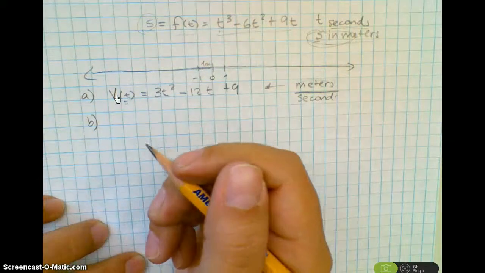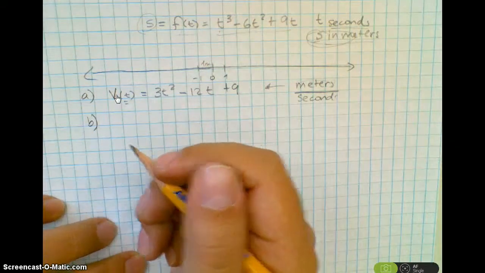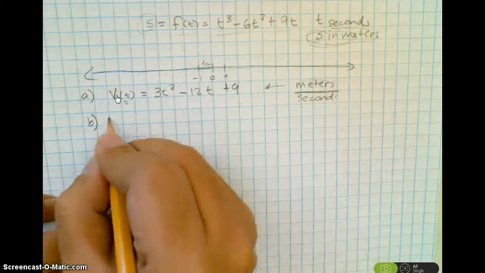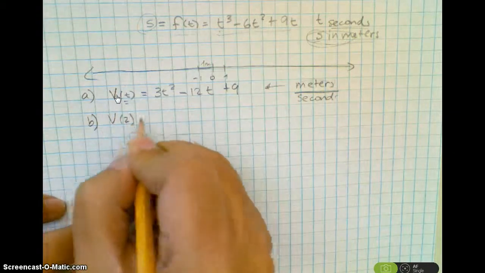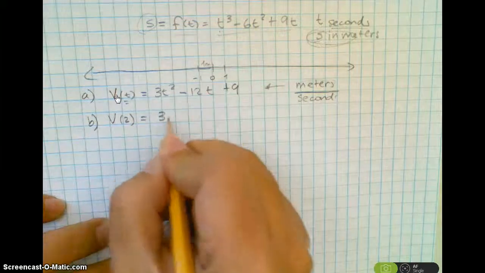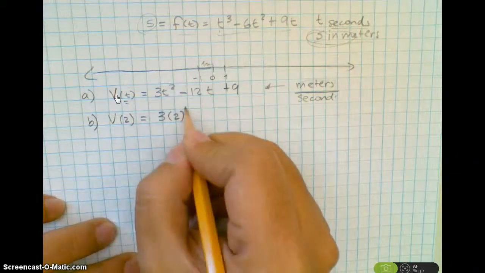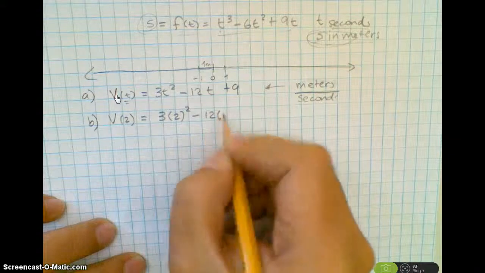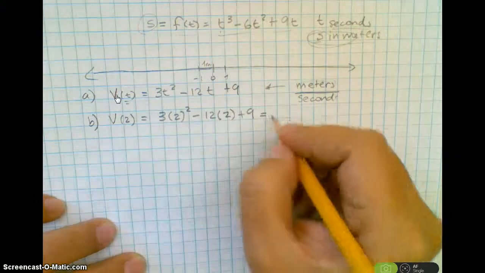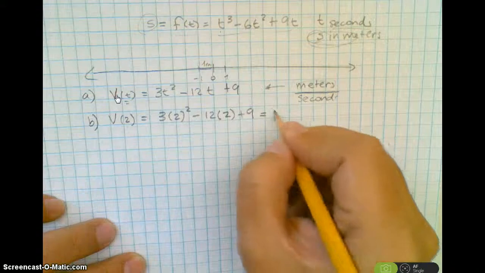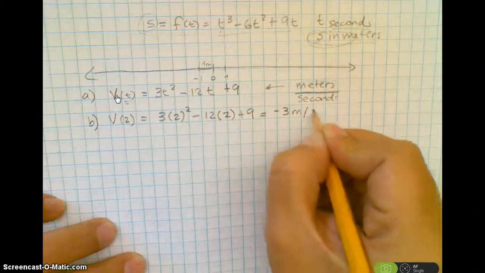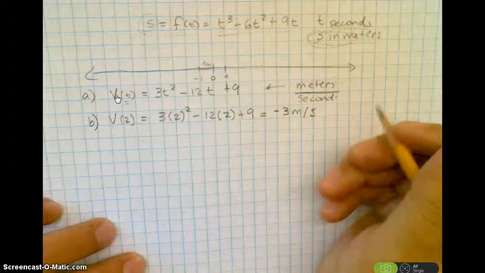Now for part B, it says what's the velocity after 2 seconds and after 4 seconds. The velocity after 2 seconds is given by v of 2. So I just have to replace t with 2, not only in the first term but in all the other terms as well, wherever I see t. With my mental math, I figured that this is -3. Since it's velocity, I must put the units.